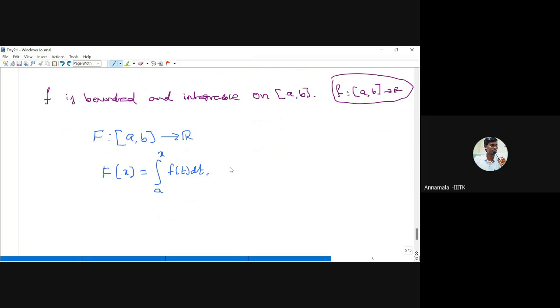This capital F is sometimes called the indefinite integral of f, or sometimes called the integral function.